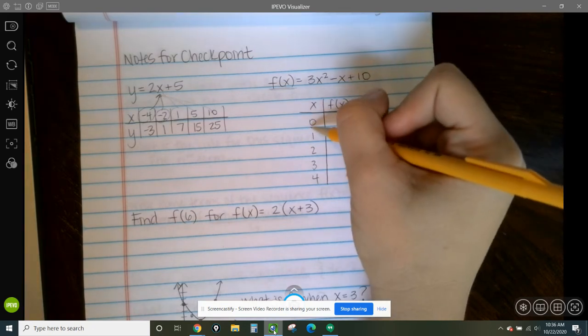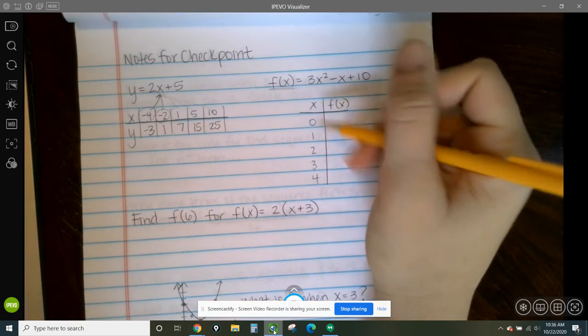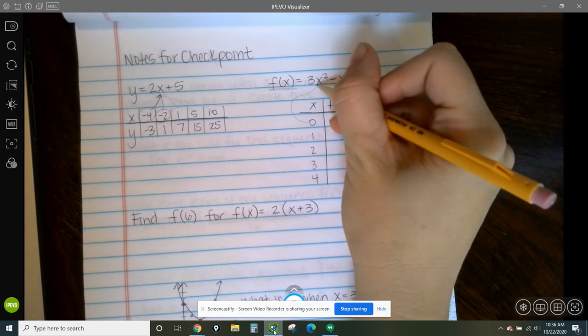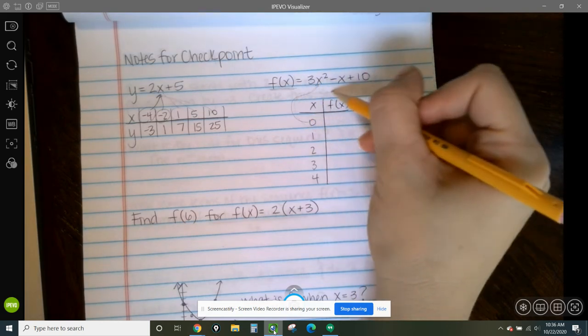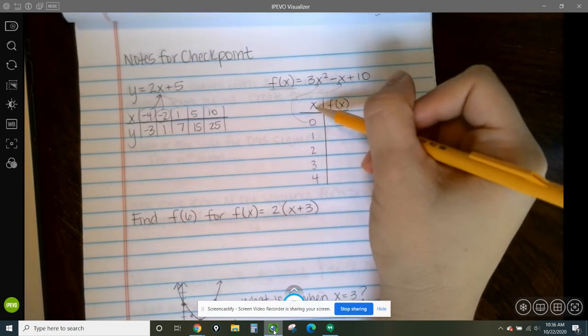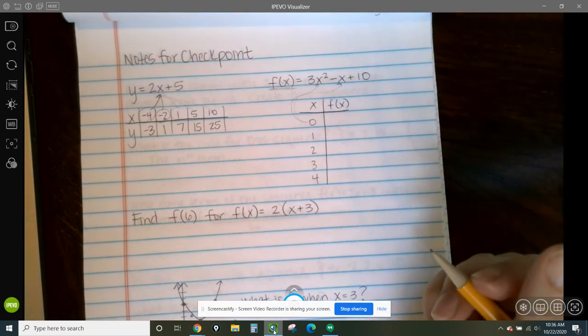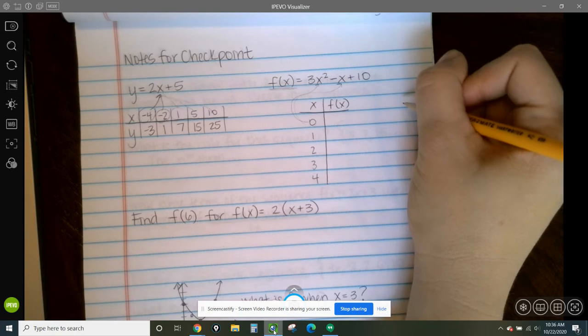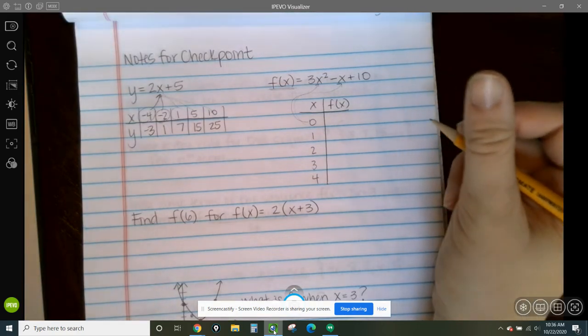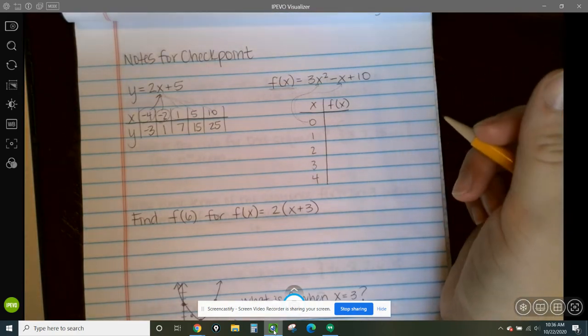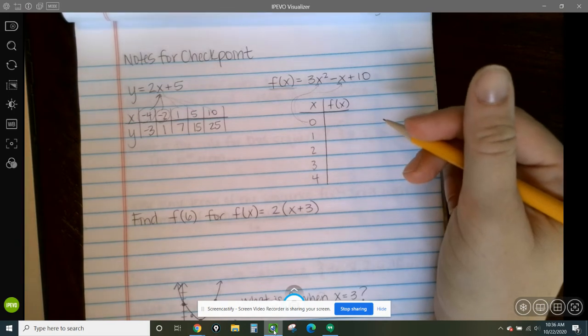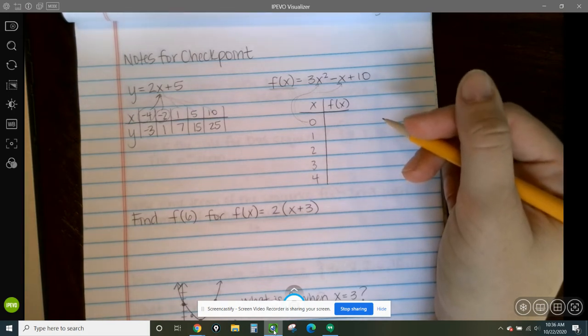So I need to plug in these x values and see what f of x would equal. So if I plug in 0 here, now look, I need to plug in 0 in 2 places because I'm plugging in 0 everywhere that there's an x. So sometimes you need to actually take a minute and write these things down. We should not try to do everything in our head. So don't be afraid to write things down. Just because you're doing your math on the computer doesn't mean you don't have to write things down.